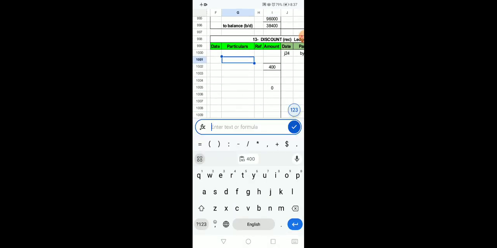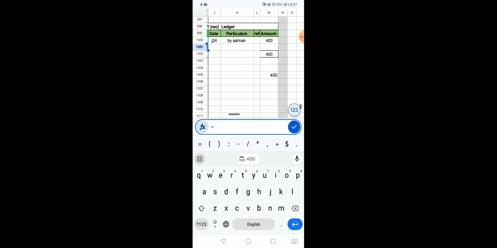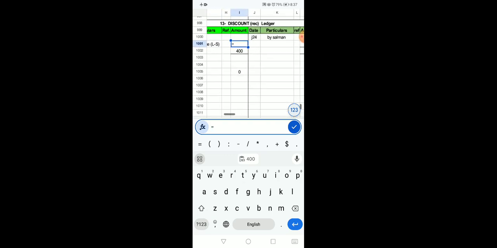Here you will write "to balance". This balance is the initial balance and will be calculated by subtracting the smaller sum from the larger sum. So on the calculator you will write the larger sum, subtract the smaller sum, and you will get the balance. Now see what the larger sum is. The credit side total was 400, the debit side total was 0. So the larger sum was 400 and the smaller sum was 0. Here you have calculated your balance. This is the initial step completed for the balance.